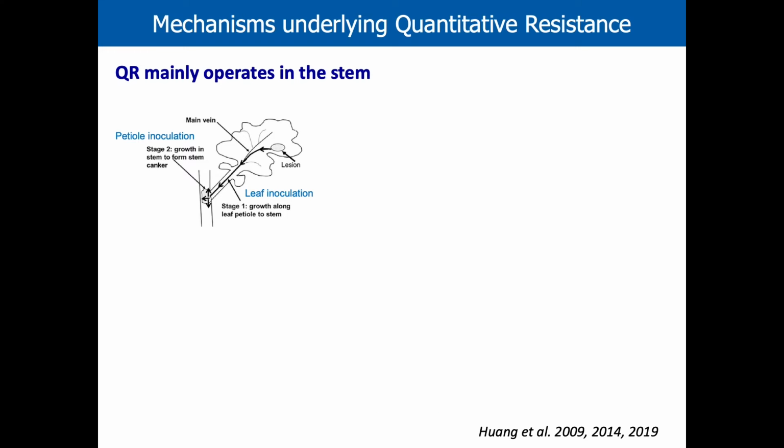Yongju Wang et al., in different studies, showed that quantitative resistance mainly operates in the stem of the plants. She performed different inoculation methods. First, after leaf inoculation, she studied the growth of Leptosphaeria maculans along the petiole. Second, after petiole inoculation, growth of Leptosphaeria maculans in the stem was assessed.